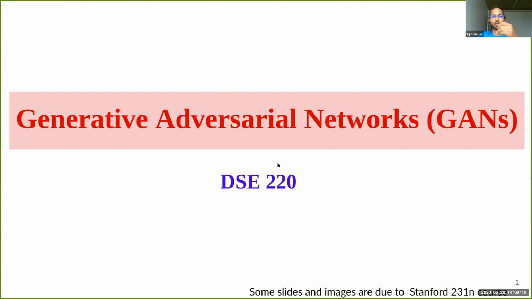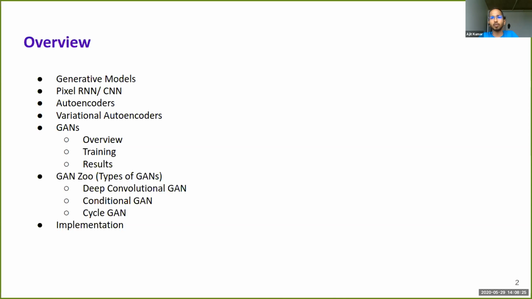Okay, so we'll be talking about GANs mostly. We'll go into a little bit of basics first of the generative models, and we'll discuss a couple of generative models, and then we'll go into how GANs evolved and what the advantages and disadvantages of GANs are, and then finally we'll be looking at some of the implementations of GANs.